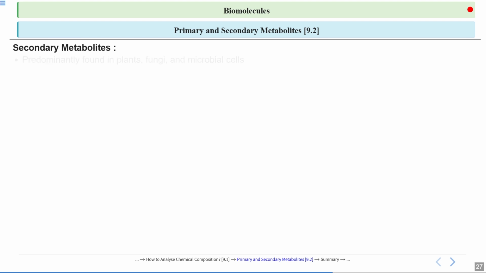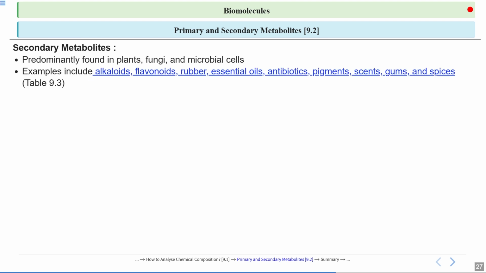Then you have the secondary metabolites. They are predominantly found in plants, fungi, and microbial cells. Secondary metabolites are basically the byproducts of metabolism. Examples are alkaloids, flavonoids, rubber, essential oils, antibiotics. These are also secondary metabolites. Then certain pigments, scents, gums, and spices. These are all secondary metabolites. These are the byproducts of metabolism.